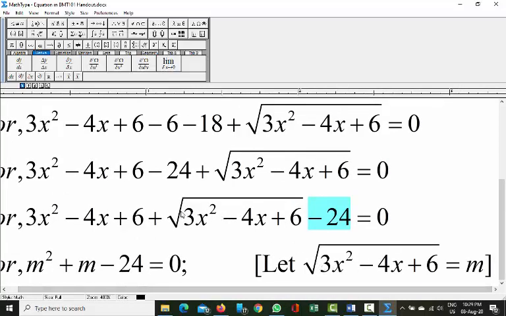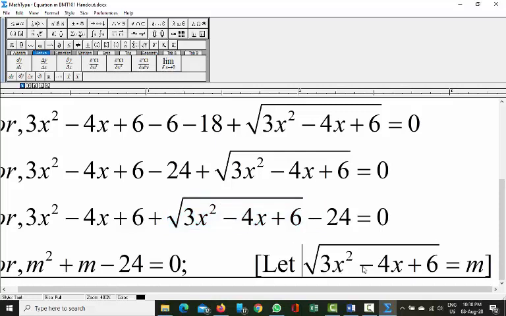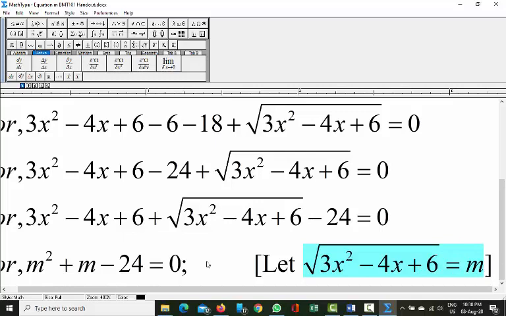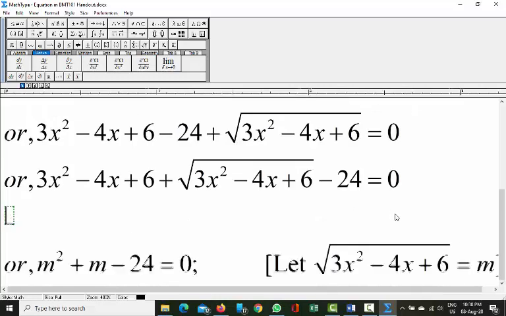So now let this root over 3x square minus 4x plus 6 be equal to m. Right? Let this one be equal to m. So what do we have here? Here we can write another step so that it will be easier for you.